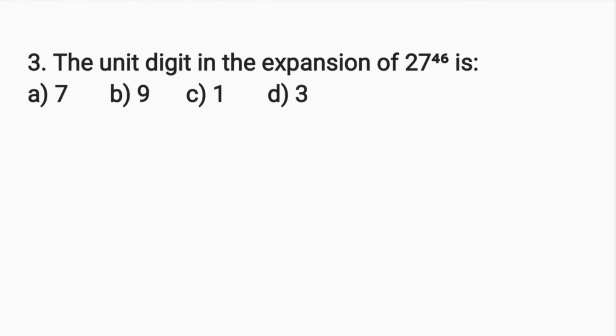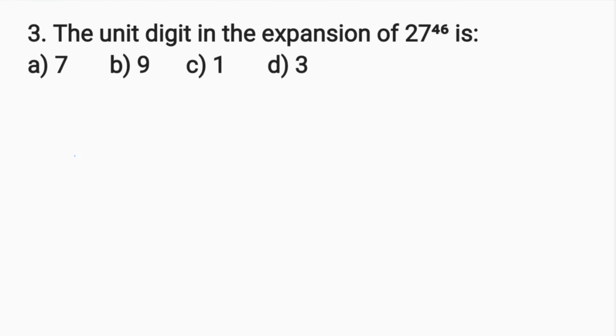Got it? Now we have this 27 power 46. Because it is 7, you need to divide the power by 4. If you divide the power by 4, remainder is 2. 4 11s are 44, remainder is 2. And what is this? 7 into 7 is 49, and our answer is 9.